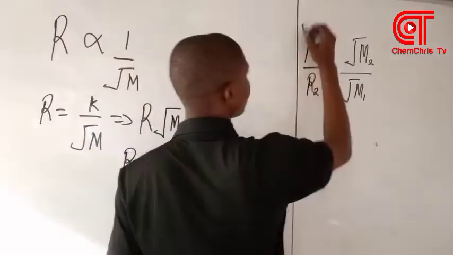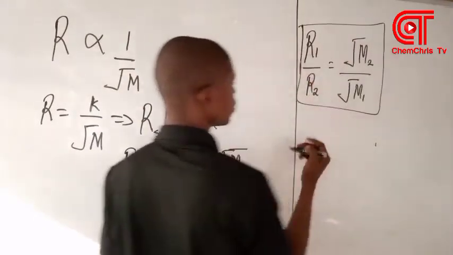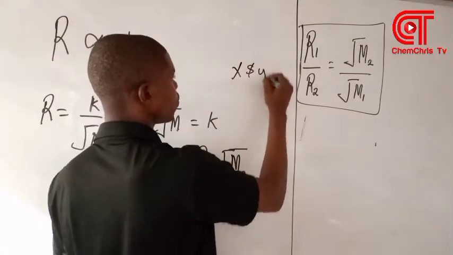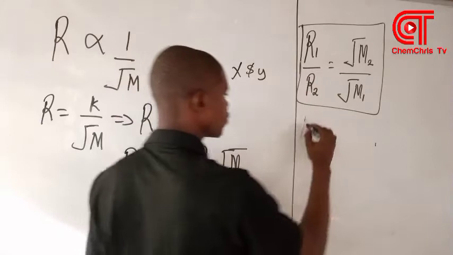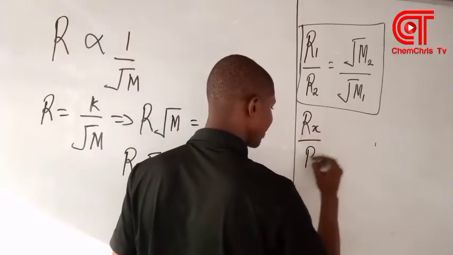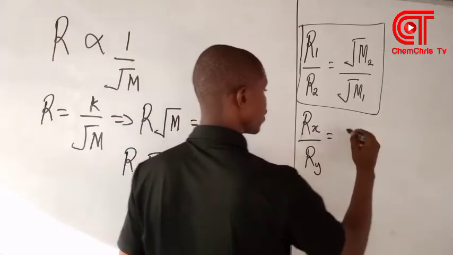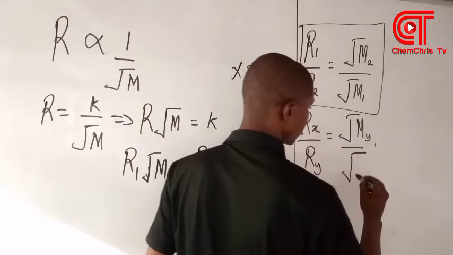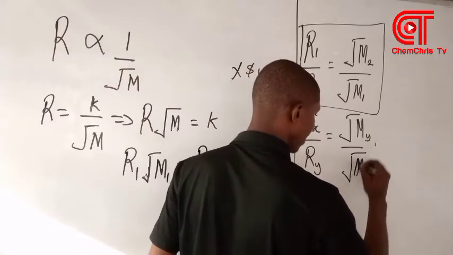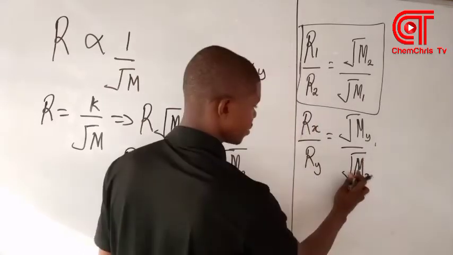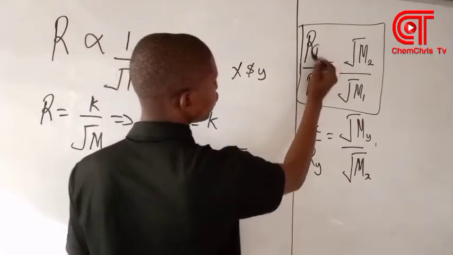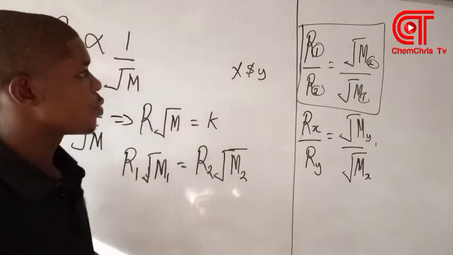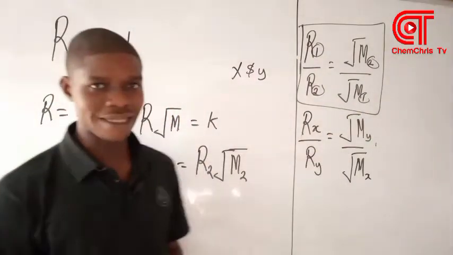So this is one of the formulas you are going to use. Let me say the gases are x and y. If you want to substitute, here we have rate x over rate y equals the square root of molar mass of y over the square root of molar mass of x. Do you get that? You must take note of this one here. That is the first one. This is the relationship between rate and molar mass of the gas.